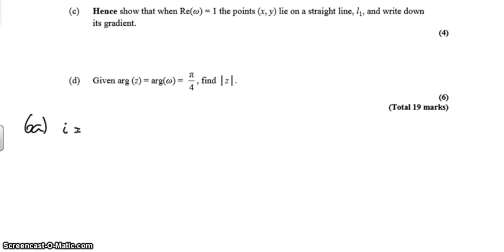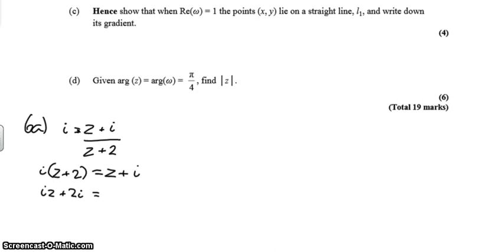So, i equals (z plus i) over (z plus 2). And then we're going to rearrange to make z the subject. So, multiply by z plus 2, we get i times (z plus 2) equals z plus i. Then, expanding the brackets, iz plus 2i equals z plus i.